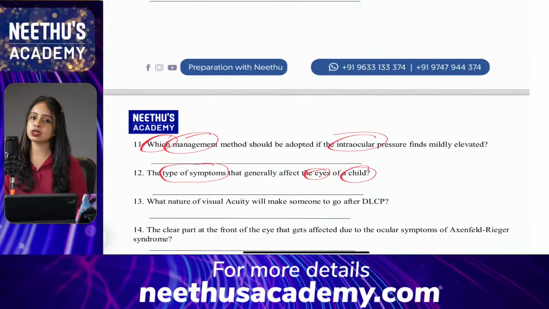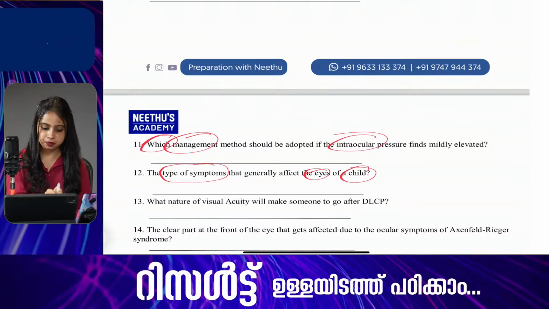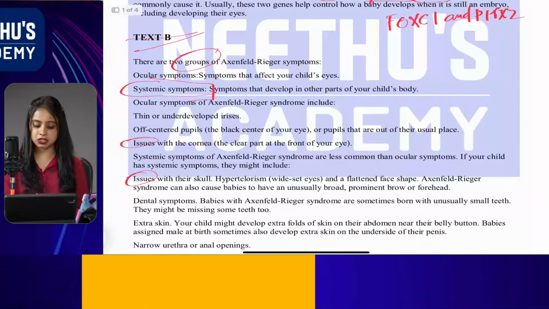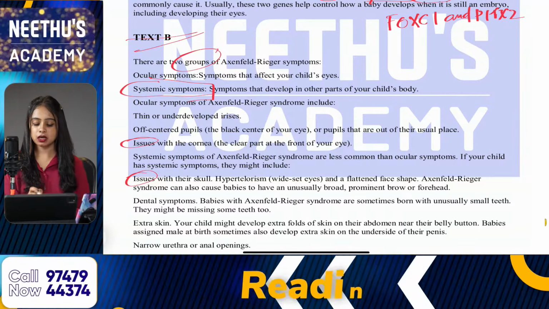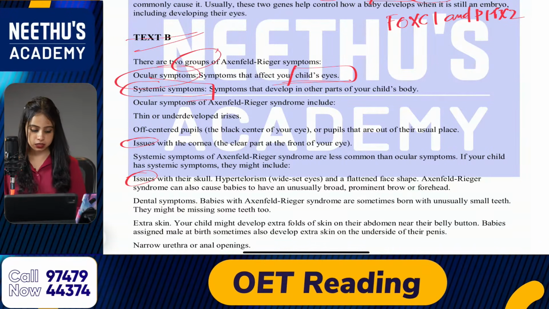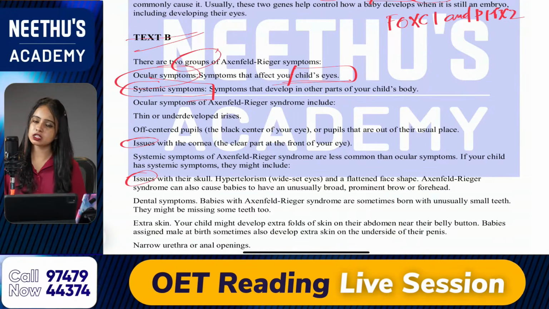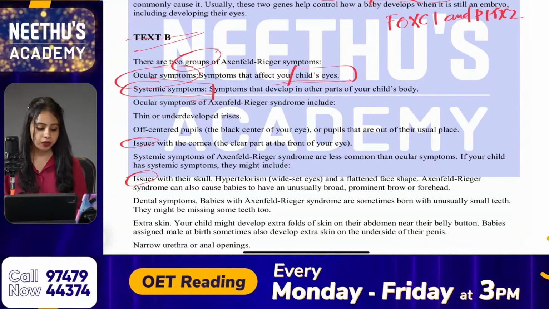Okay, so what is your answer, 12th one? Okay, so 12th one, the symptoms which are mentioned here. Okay, see, symptoms that affect your child's eye. So what is the symptom? Ocular symptoms. Okay, so do you want to write ocular symptoms or is it ocular? What is the correct answer here? Any idea?